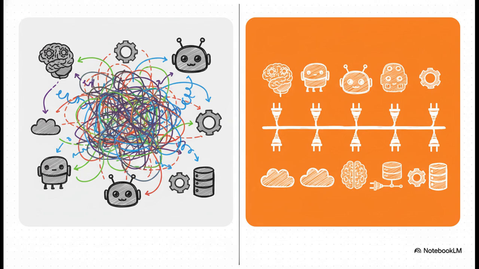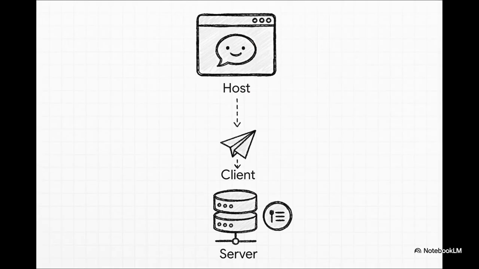Before, you had this absolute spiderweb of custom connections. Every single AI model needed a unique, hand-built adapter for every single tool it wanted to use. It was a complete nightmare to manage. Now, with MCP, you get one clean, standard protocol. It's like having one plug that just fits into every socket. So how does it pull this off?